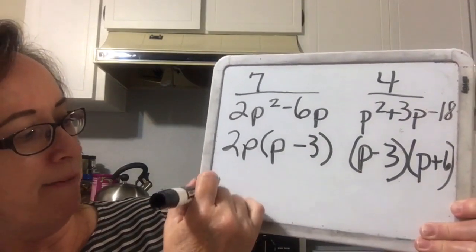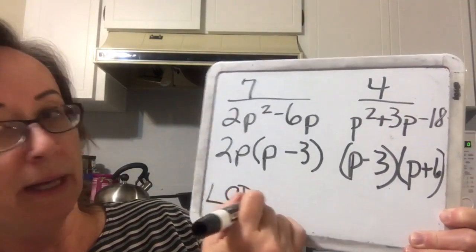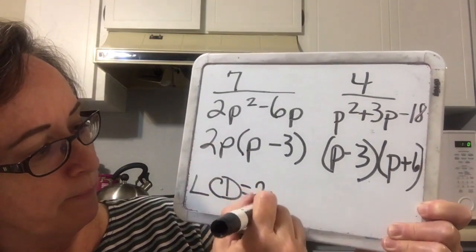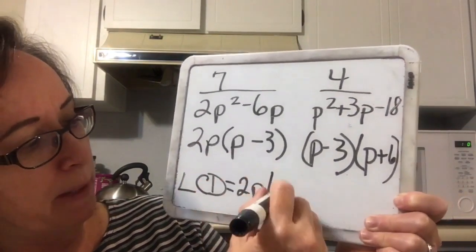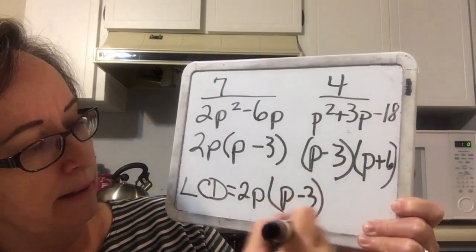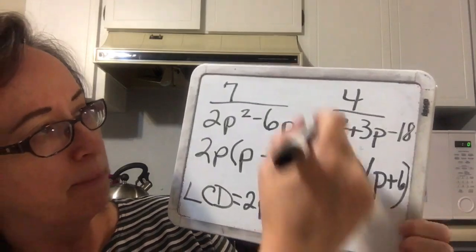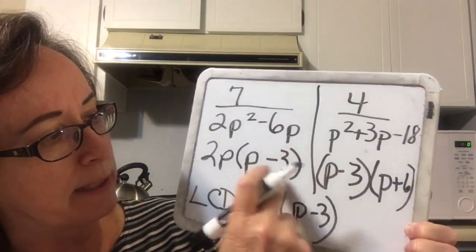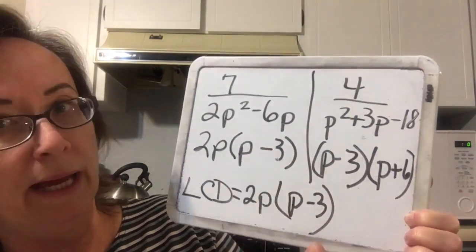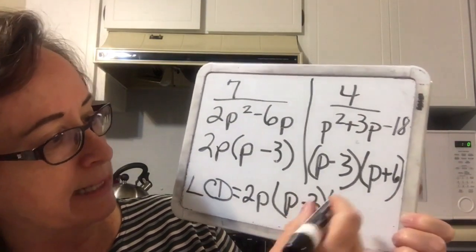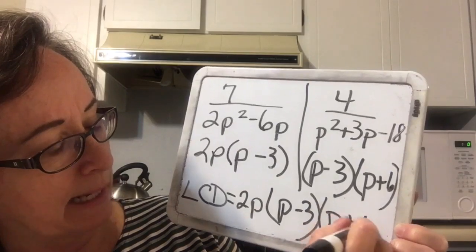So now that I've factored each one, I will go through and make the LCD, which has got to have a 2p. It's got to have a p minus 3. This one over here has to have a p minus 3. But since this is in two separate denominators, one p minus 3 can be shared by both. And it's got to have a p plus 6.